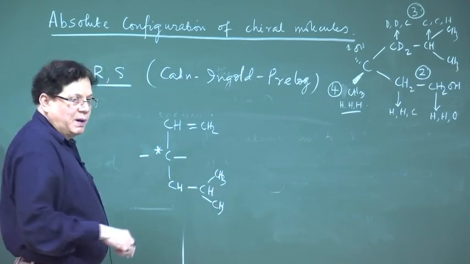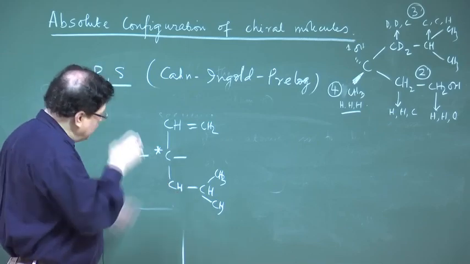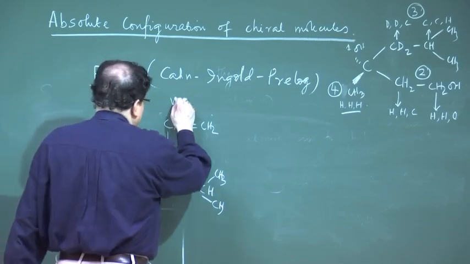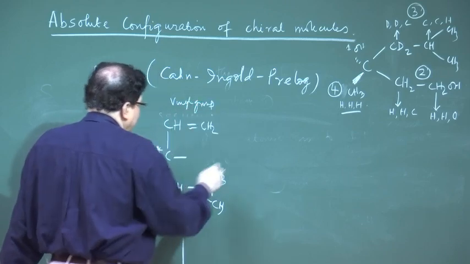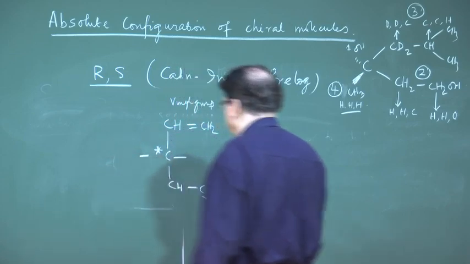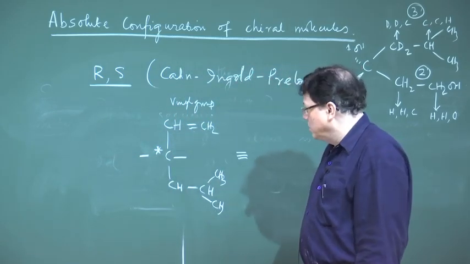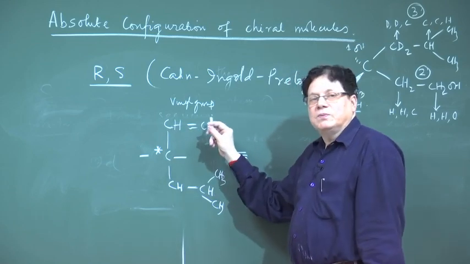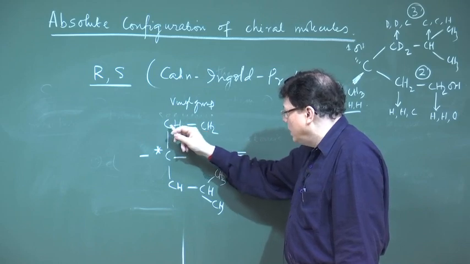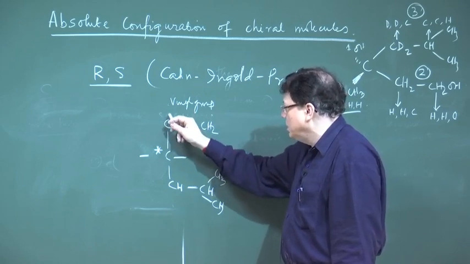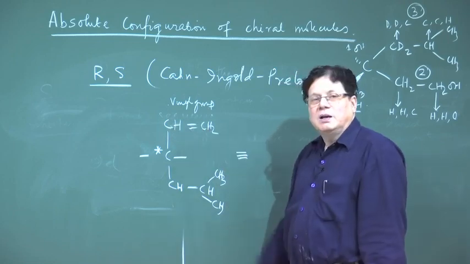So, how is the isopropyl group compared with a vinyl group? This is called the vinyl group. It has been suggested that because there is a double bond present between these two carbons, you think as if two extra carbons, one extra carbon is attached to this carbon and one extra carbon is attached to this carbon, because they are connected by a double bond.